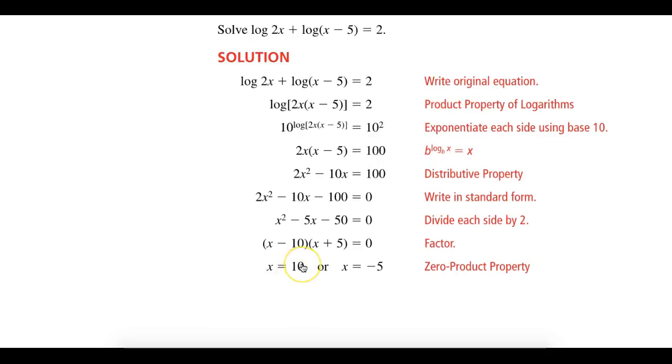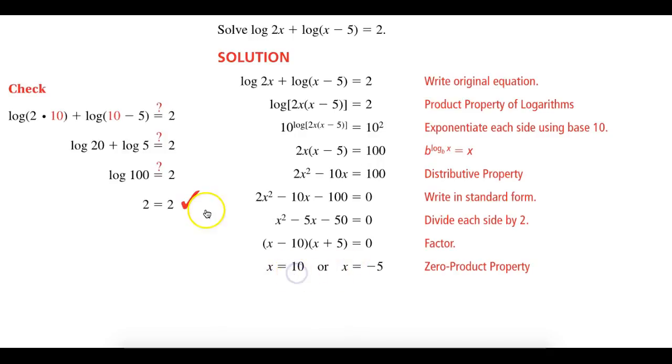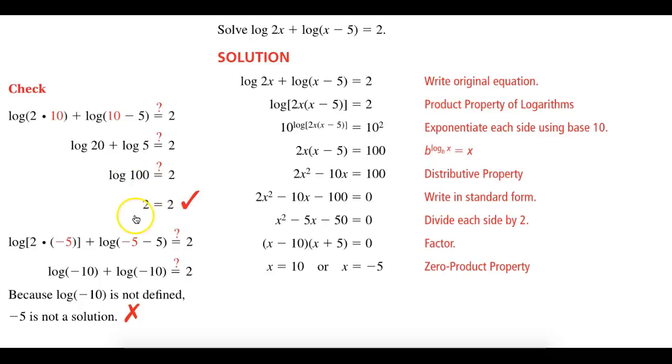Now, before we can just stop and write these down as our solutions, we have to go back and check to make sure they work. Anytime you've got a quadratic that you solve by factoring, you need to take your answers, plug them back in, and see if there are any extraneous solutions. So let's take 10 first. We get log of 2 times 10, which is log 20, plus log of 10 minus 5, which is log 5. So we get log 20 plus log 5 equals 2. We can combine these using our product property. So log base 10 of 100 equals 2, and we get 2 equals 2.